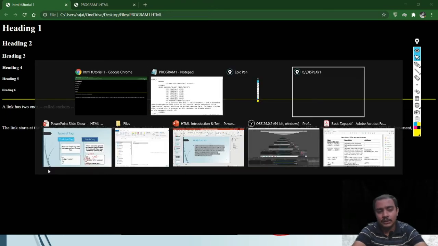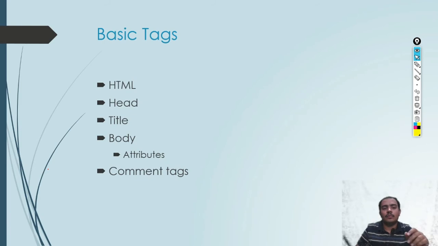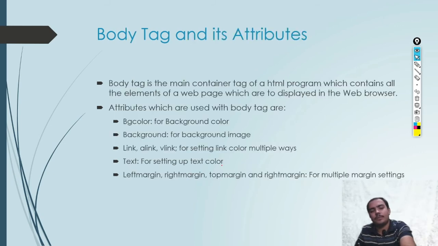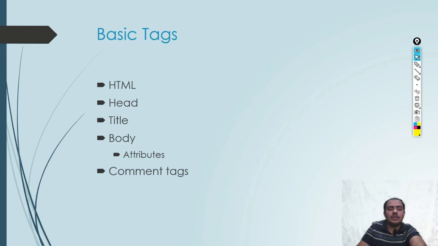Now let's move further. Now let's talk about some basic tags of HTML. Well, the basic tags are HTML, head, title, body, and then we have some comment tags also. So we'll discuss the body tag, but before that, let me explain a few things about this HTML which we haven't discussed yet.